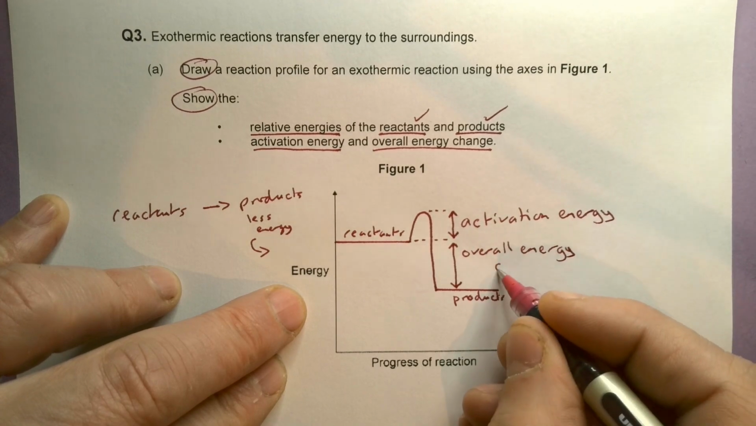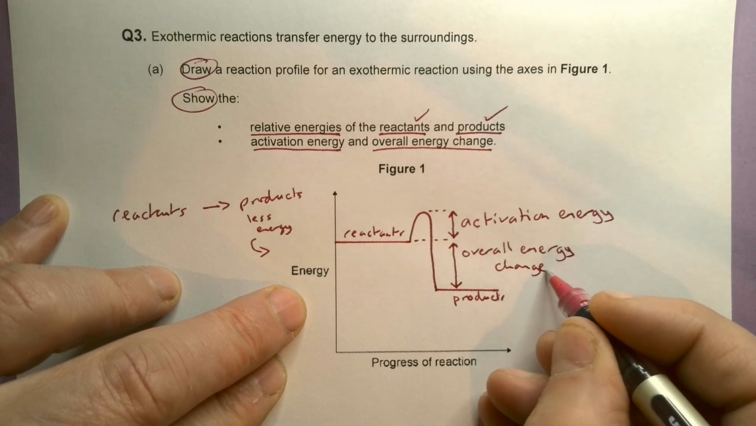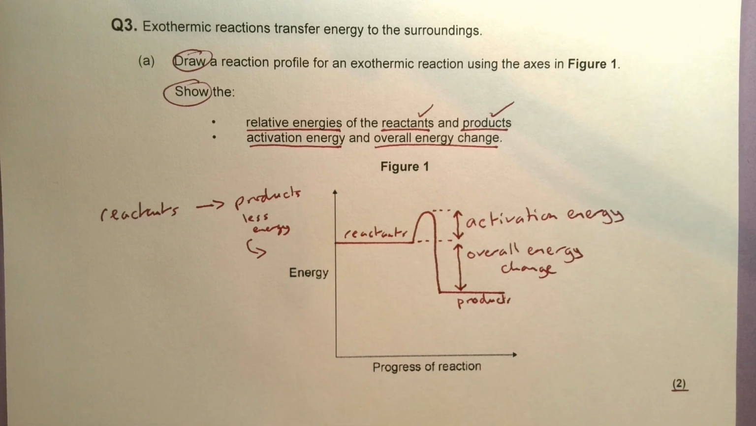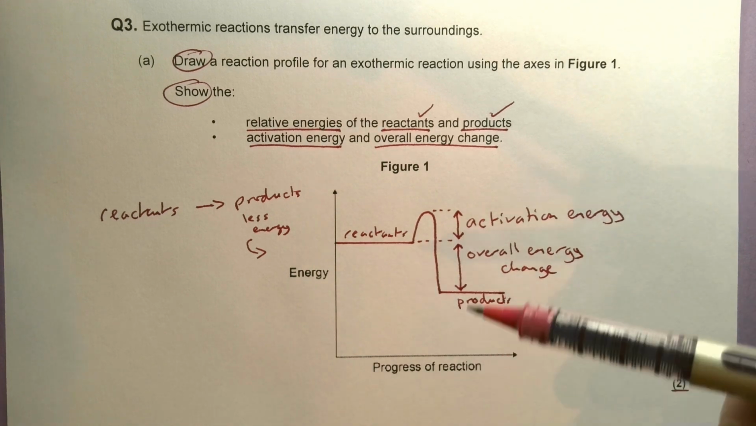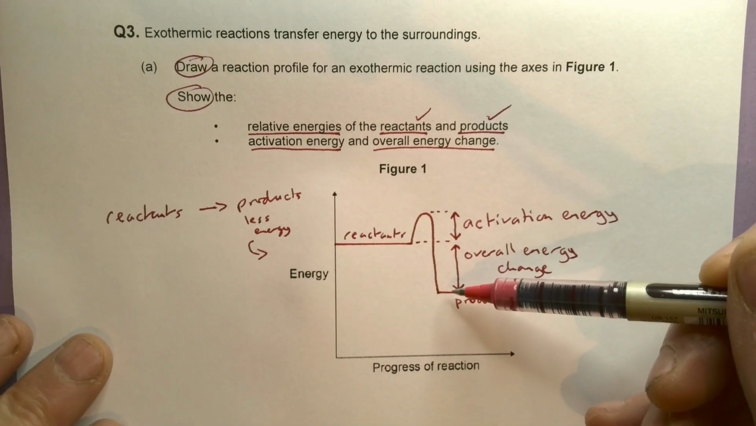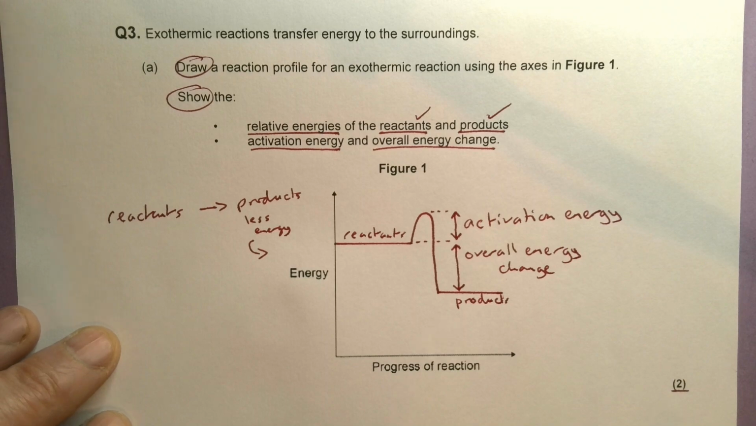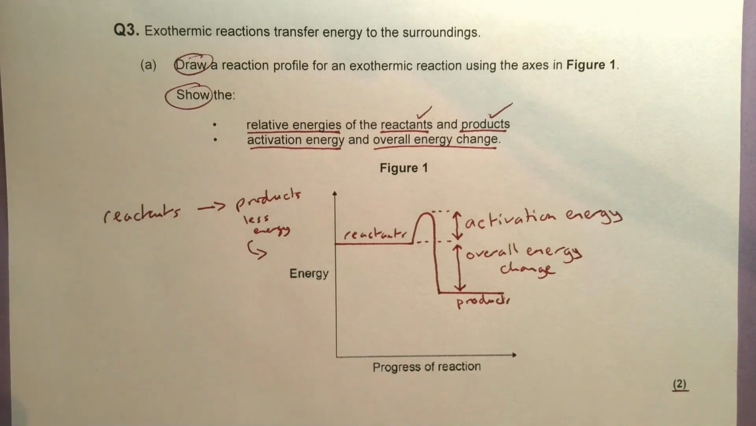energy change. If this was an endothermic reaction, energy would be entering, which means the products would have more energy than reactants. So it would look similar, except here this line would finish up here, higher up.